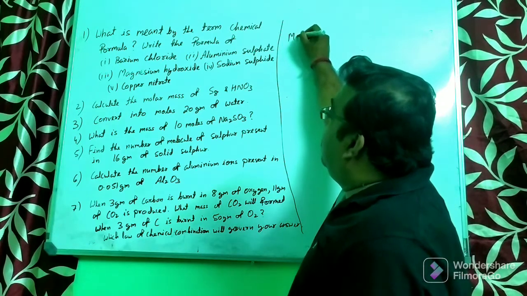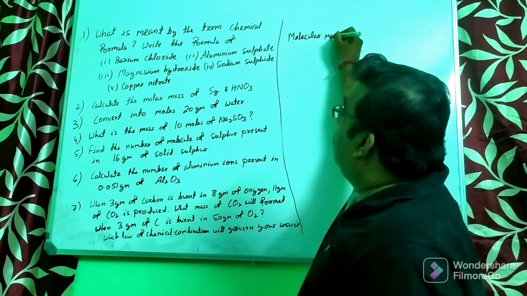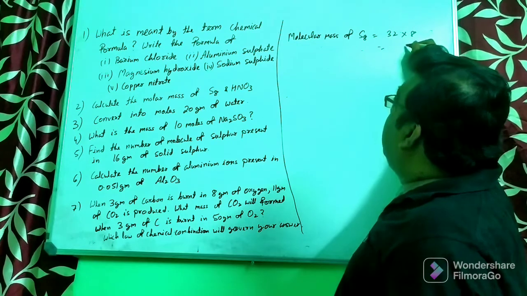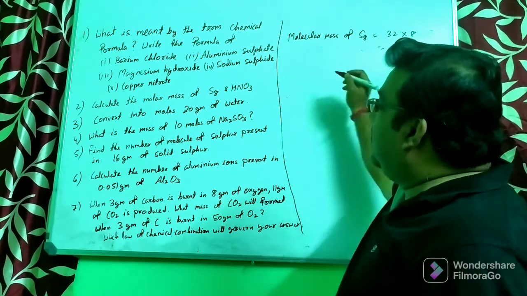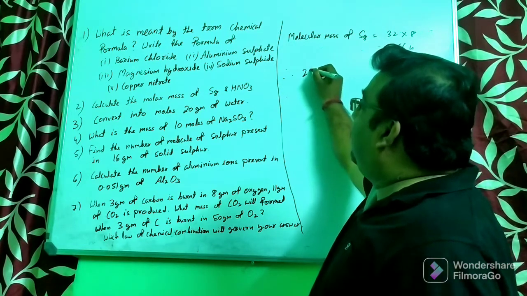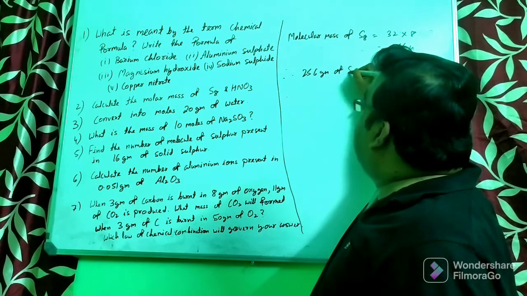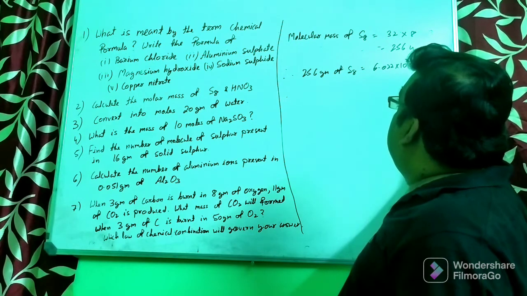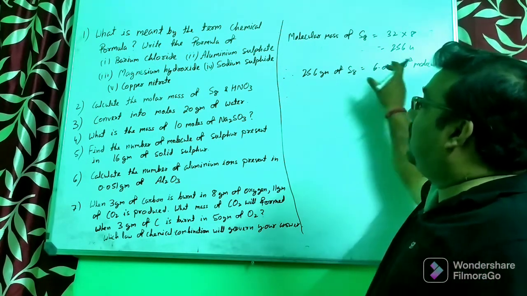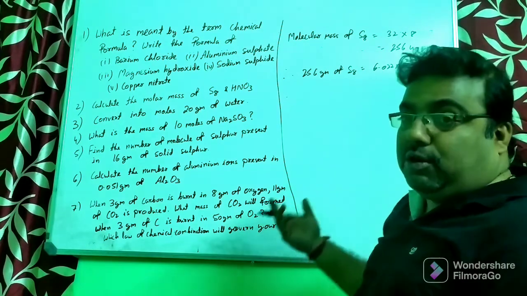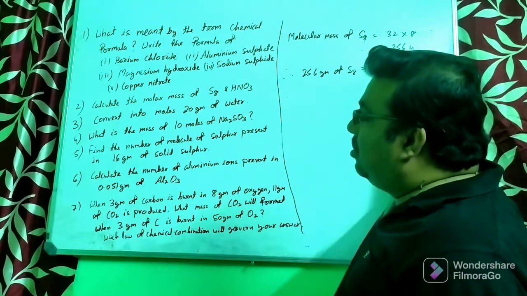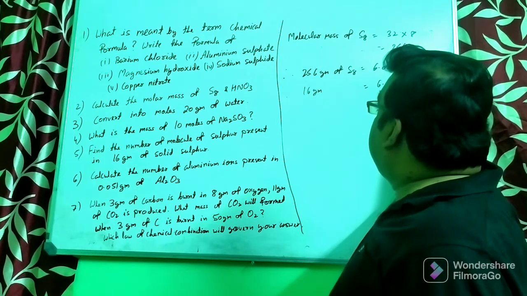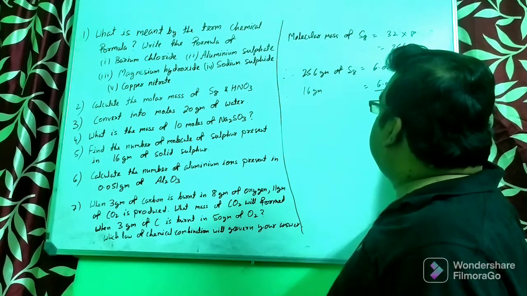So now the molecular mass of sulfur, that is S8, will be 32 into 8, that is 256 U. So that means 256 gram of S8 equals 6.022 into 10 to the power 23 molecules. The molecular mass in gram equals this many molecules, or 1 mole, and we use the relation according to what is asked. So 256 gram has this many molecules, and we have to find it in 16 gram. Therefore 16 gram is equal to 6.022 into 10 to the power 23 by 256 into 16.